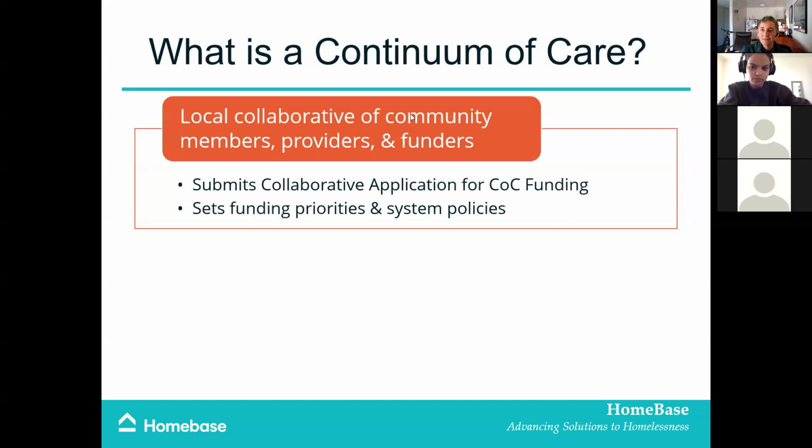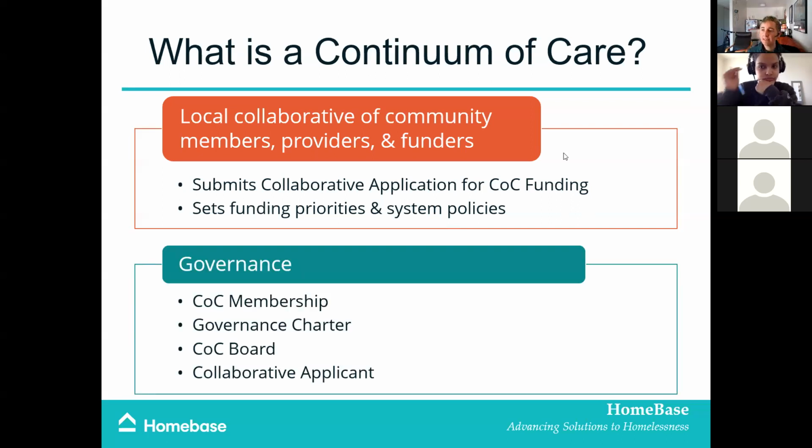So essentially, the reason the continuum of care exists is to submit this funding application. But because a continuum of care exists and because of its important role in most federal funding to end homelessness, the COC is also usually, and in Santa Clara County is, in the position of setting funding priorities and setting some system policies.